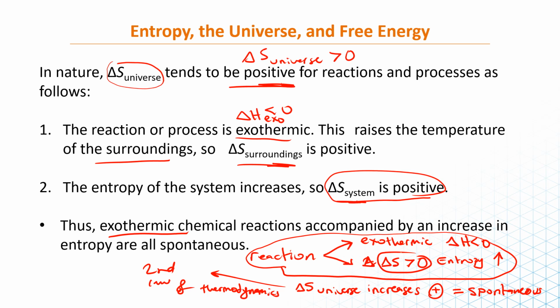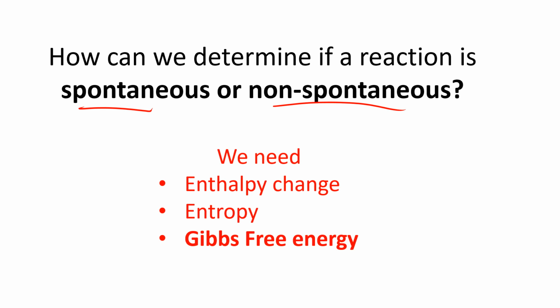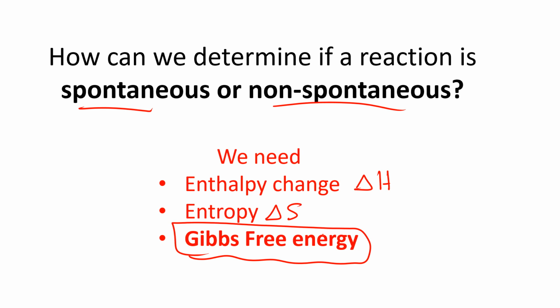How can we know if it's exothermic or if the delta S is positive? How can we know if it's spontaneous just like that? Okay, so how can we determine if a reaction is spontaneous or non-spontaneous? Okay, by calculation, for example. So we need the delta H, we need delta S, and we need something that we will study now, which is called Gibbs free energy, the delta G.